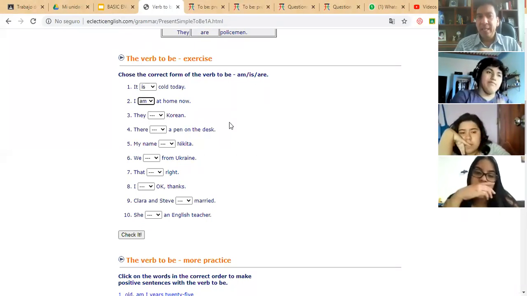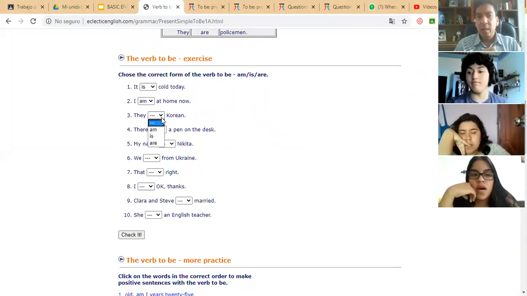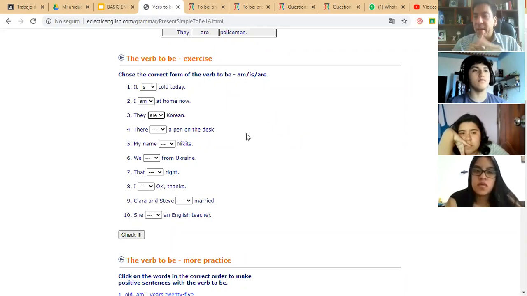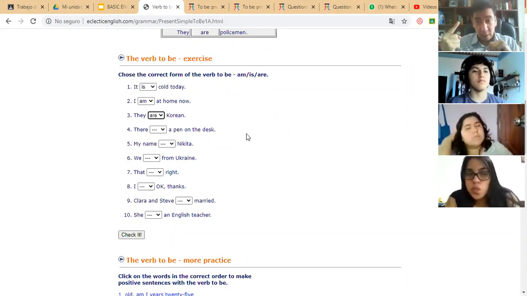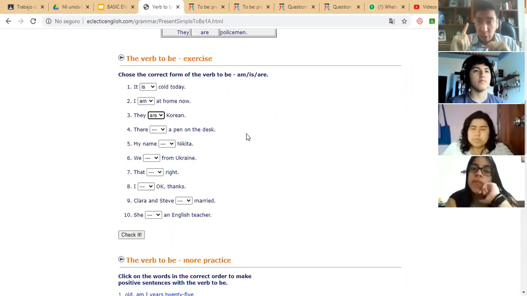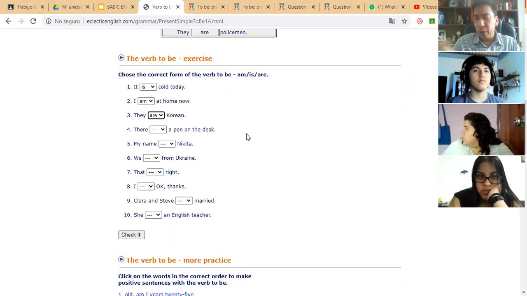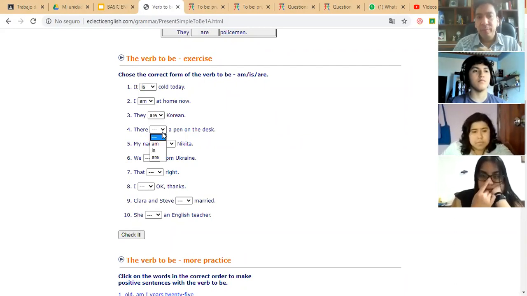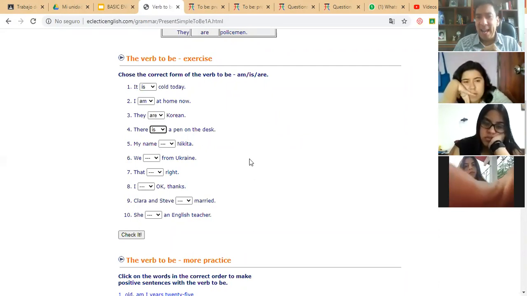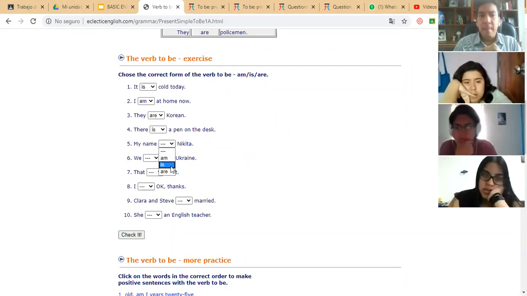Okay, number 3. They are Korean. Absolutely. Okay. As you can see, the key for this exercise is to identify the subject. Okay, that is the key for this exercise, to identify the subject, then of course you have to choose the correct conjugation. Number 4, there is a pen on the table. There is a pen. All right.